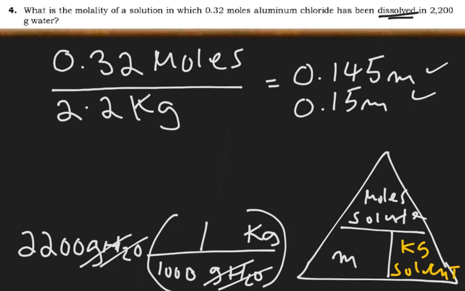Very simple. Notice I was given moles of aluminum chloride, since that's my solute, and I need moles of solute. I didn't have to do anything. I just use it as is. I was given grams of water. I didn't panic. I knew I needed kilograms, and I just simply converted it to kilograms there, and that's it.